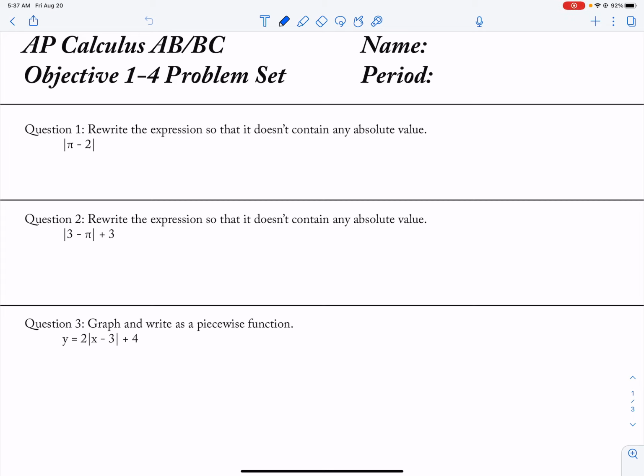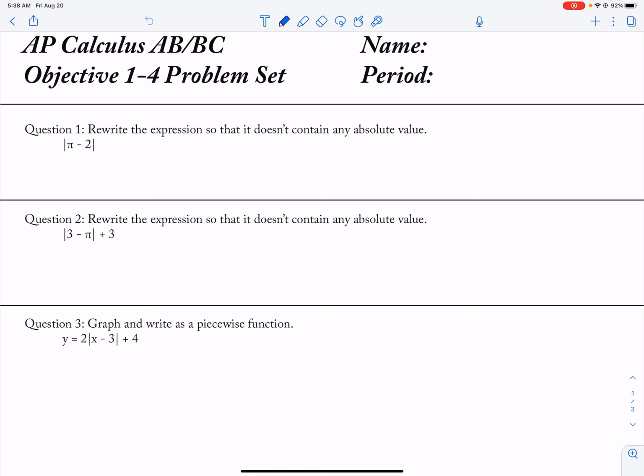Okay, so let's go ahead and take a look at this 1-4 assignment. The first thing we start off with is rewriting the expression so we don't have an absolute value, which is what we did last year in a previous class. What we're looking at is whether the inside of the absolute value is always positive or always negative. If it's always positive, then we just drop the absolute value bars. If it's always negative, then we have to take what's inside that absolute value and multiply by -1.